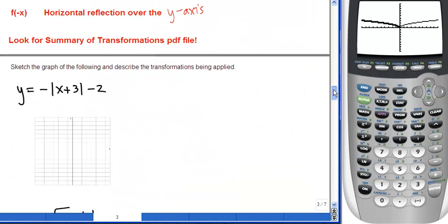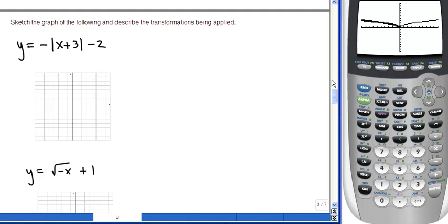Alright, let's practice. So these next examples are all pretty typical of something you would be expected to do on tests and quizzes. We have y equals negative absolute value of x plus 3 minus 2. And you would be expected to graph this by hand without a calculator and list what kind of transformations are being applied.